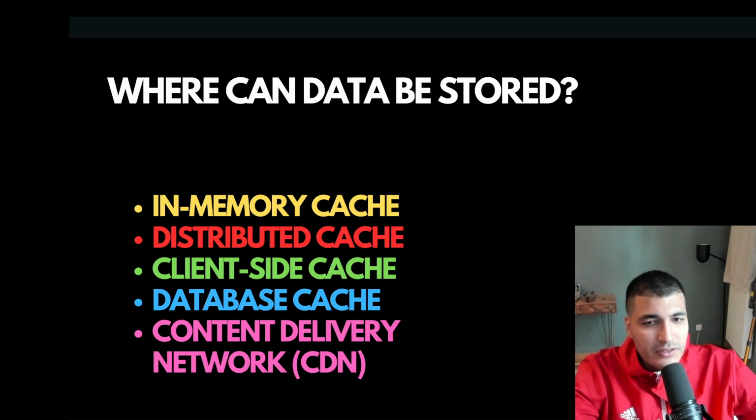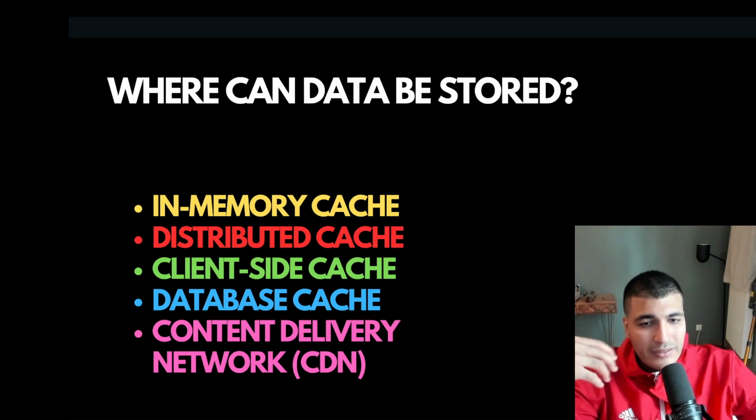Number three, we have client-side cache. Caching can also happen on the user's device itself. Client-side caching involves storing data directly on the client, typically in the form of cookies, browser local storage, or application-specific caches. This is very commonly used in web browsers to cache static assets like images, JavaScript files, and style sheets, so they don't need to be re-downloaded on every page visit.